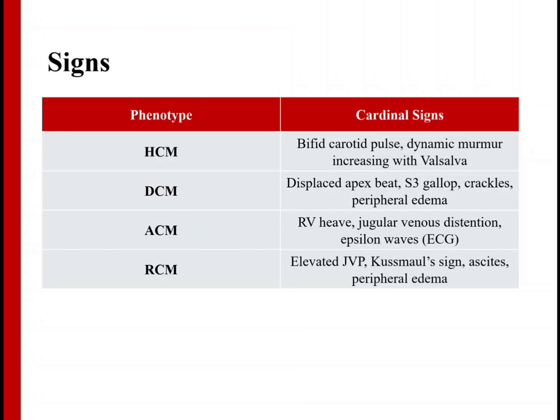In restrictive cardiomyopathy, we might see the Kussmaul sign, which should not be confused with Kussmaul breathing. That is something else. Kussmaul sign is paradoxical rise in jugular venous pressure with inspiration when you take breath in. Ascites and peripheral edema are often more marked than pulmonary congestion, and the left ventricle may feel normal in size, but filling is heavily restricted.